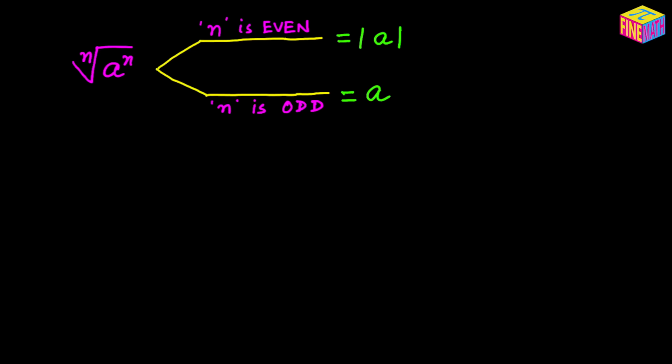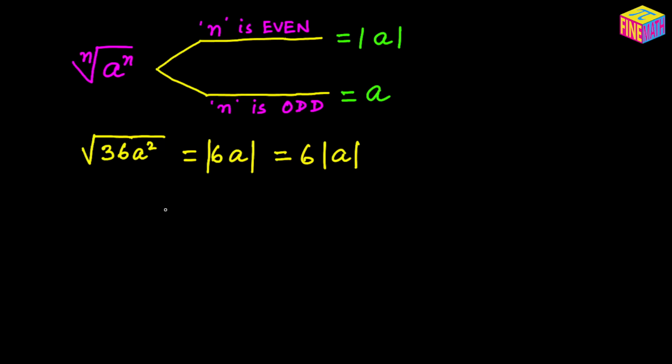Now to take an example, suppose somebody says square root of 36a squared. We will be tempted to write it as 6 times a, but we have to be careful because here we are talking about an even root. Here the index n is actually 2. We are talking about square root, so n is 2, which is even. Then we cannot say it like this because we really don't know whether a is a positive number or a negative number. So we have to use the absolute value sign. We have to put a in the absolute value sign, but 6 will come out easily because 6 is a positive number.